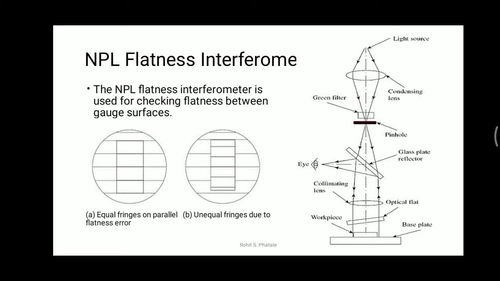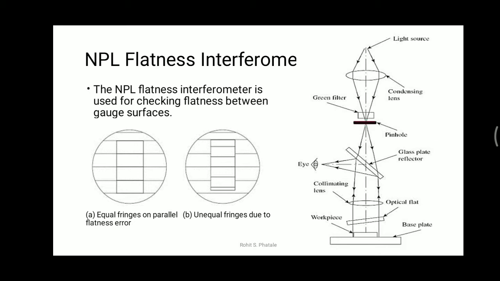The light source used is a mercury vapor lamp. Then a green filter is used to get monochromatic light waves from the mercury vapor lamp. So the green filter, over here you can see, is what we are using in order to get the monochromatic light.